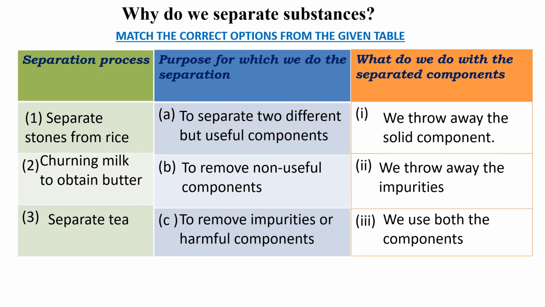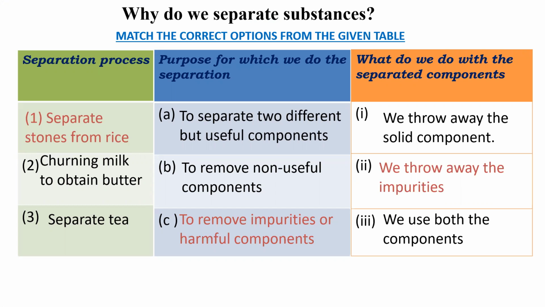Now, this is an activity. Why do we separate substances? Separation processes separate stones from rice. What is the purpose for which we do the separation? The answer is to remove impurities or harmful components. Now, what do we do, for the third column? We throw away the impurities.